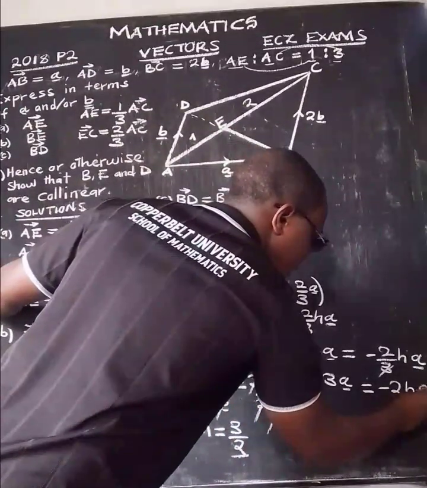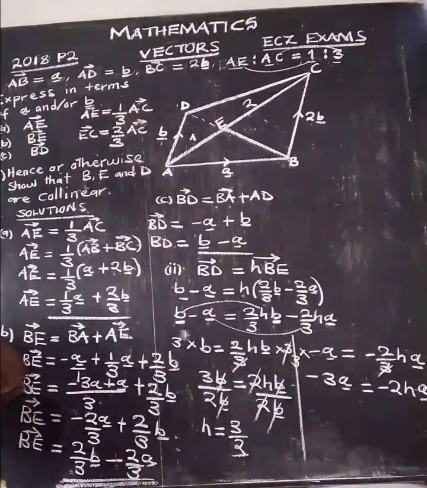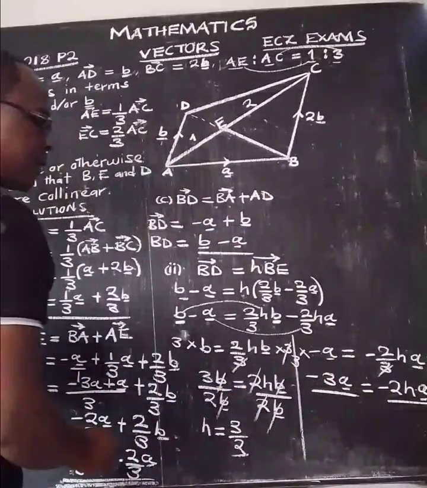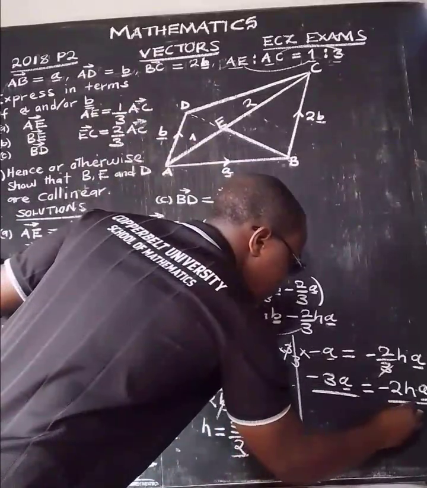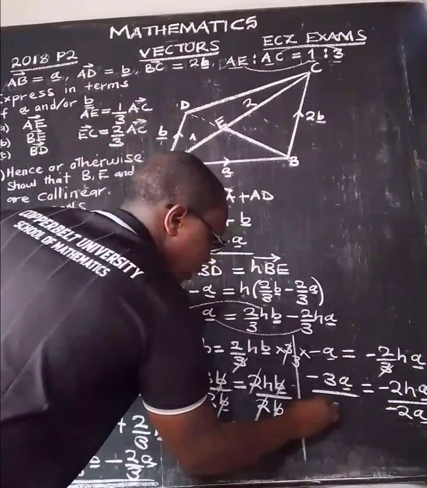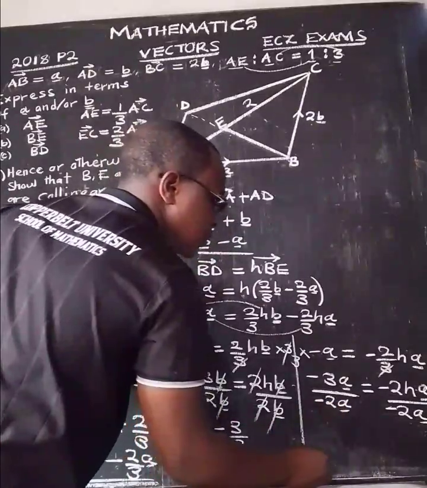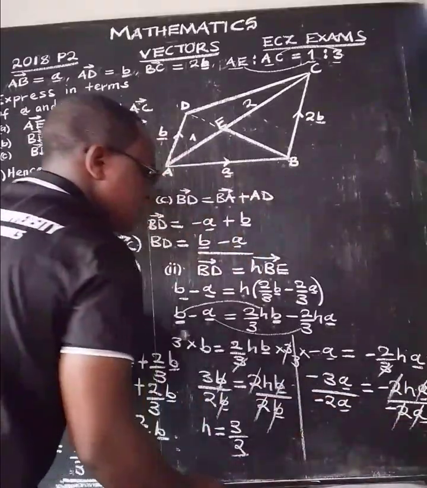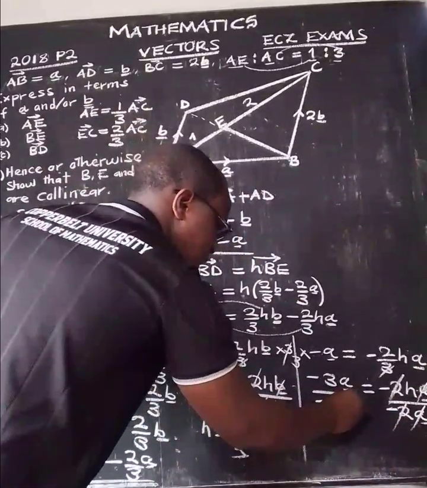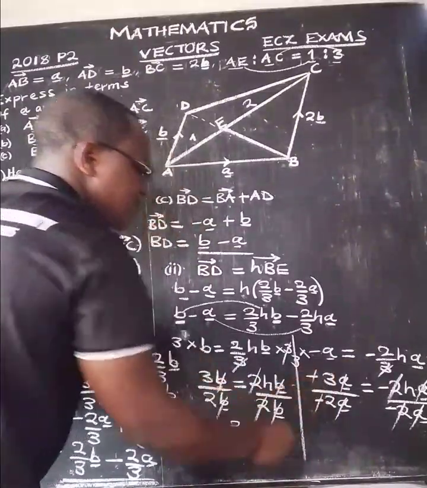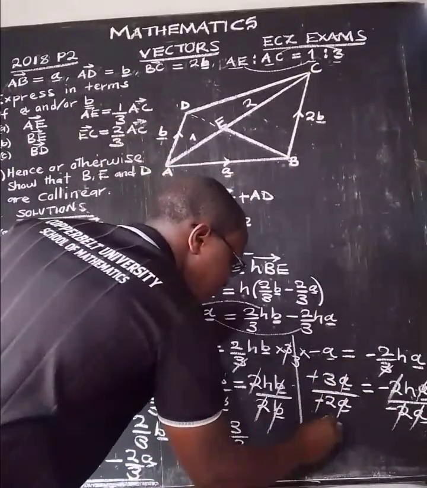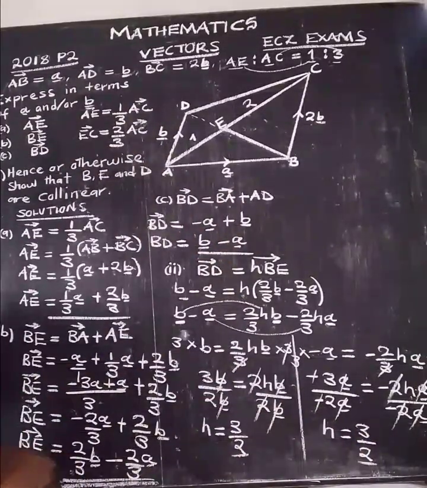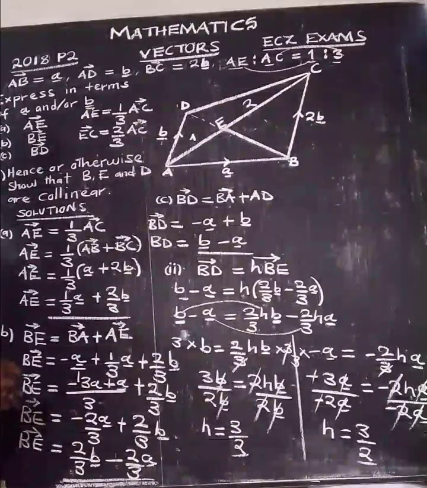Okay, then for us to remain with h, we're going to divide both sides by negative 2 vector a, so that this negative 2 and this negative 2 can go. This a and this a can go. Then on this side, this a and this a can go. Negative over negative is positive. So we're going to remain with h. h is equal to 3 over 2. So this is our scalar.